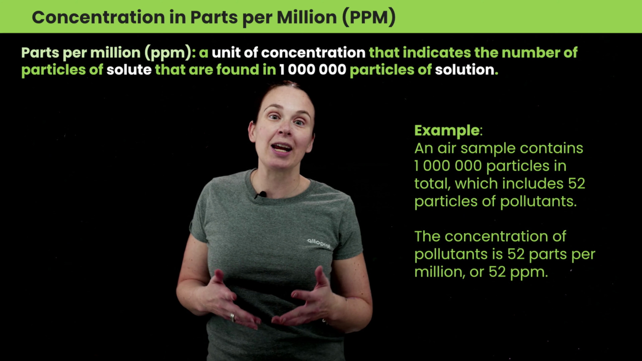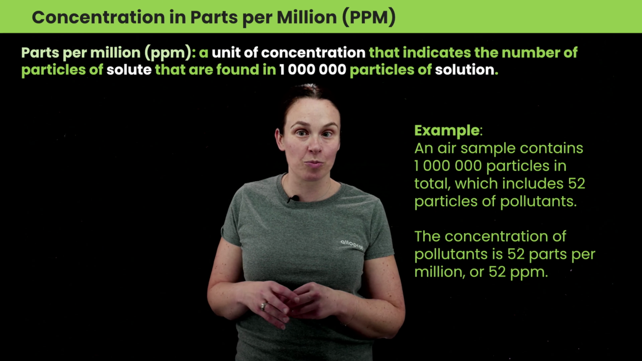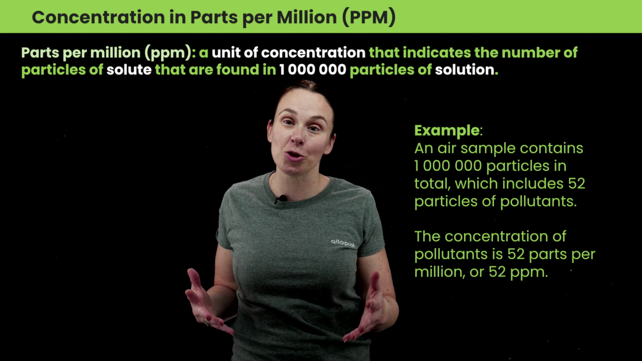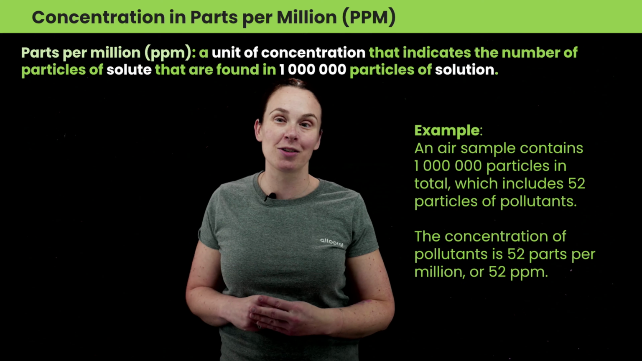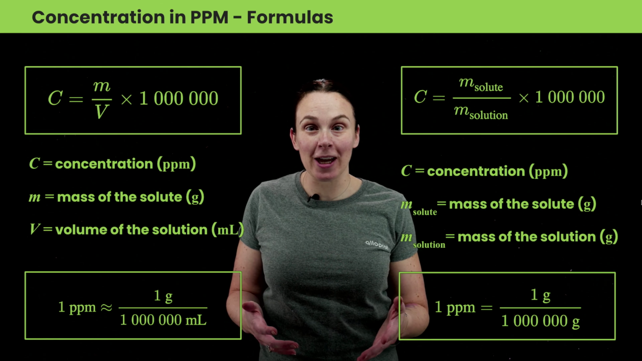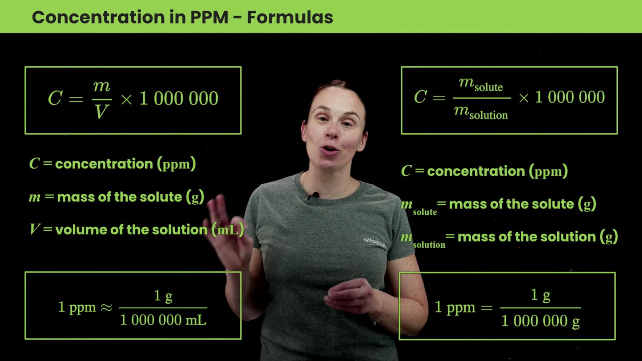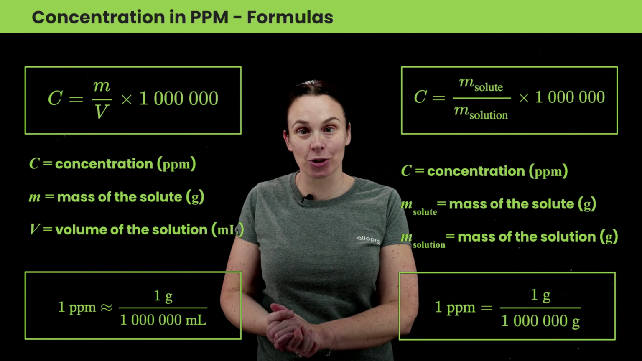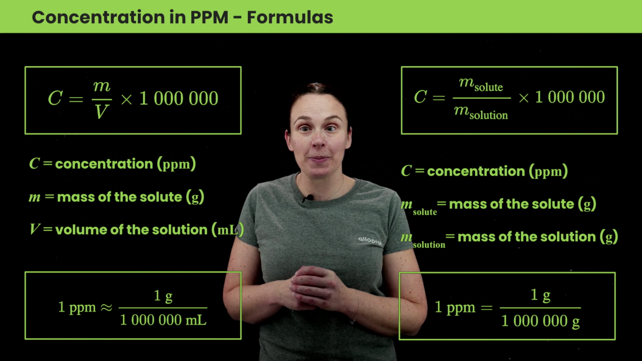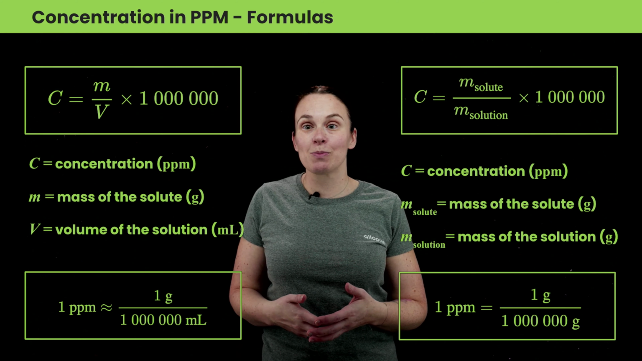So for example, an air sample contains 1 million particles in total, which include 52 particles of pollutants. So the concentration of pollutants is 52 parts per million, or 52 ppm. So very small concentration. When we're calculating parts per million, or ppm, we're going to deal with 2 formulas. The first being aqueous solutions, so like dissolved solutions. Concentrations are measured in ppm, our mass of the solute is in grams, and our volume of the solution is measured in milliliters.